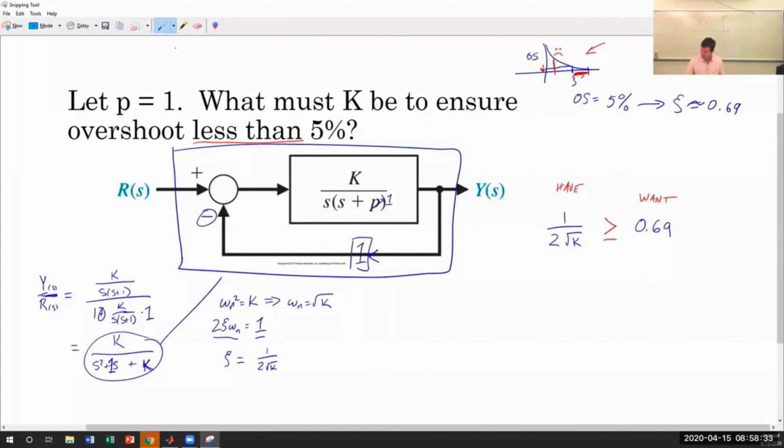Okay, so from here we can reciprocate, and we get 2 root k is then less than or equal to 1 over 0.69. Let me refer to my notes, because I actually did this problem. That's 1.449, and square both sides, divide by 2, you get k less than or equal to 0.525.